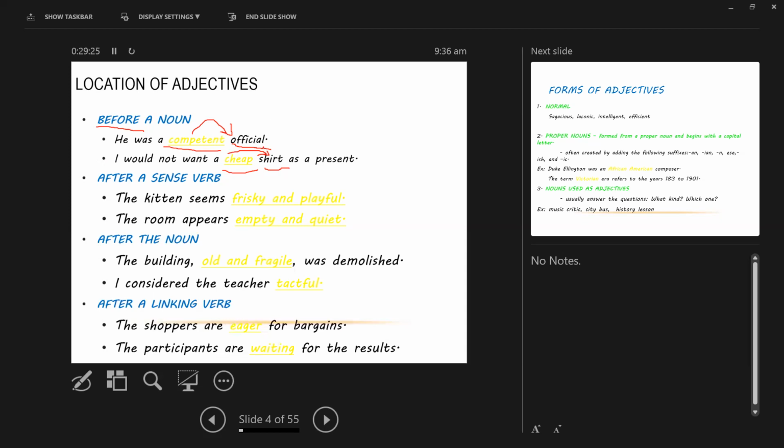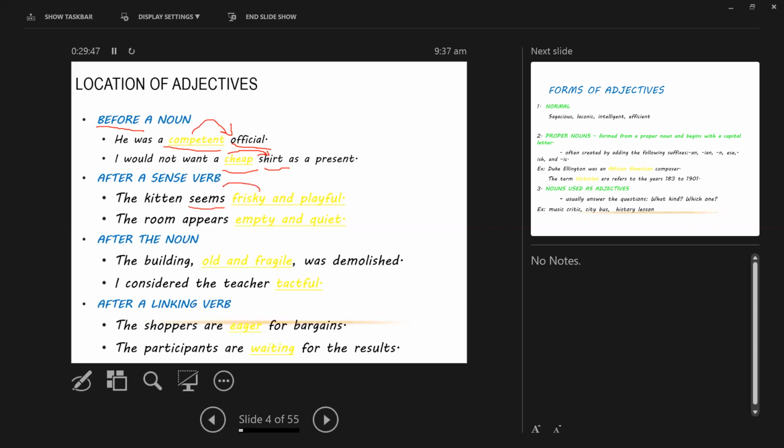Sense verbs actually tackle words that describe your senses. Okay? The kitten seems frisky and playful. How does the kitten seem?